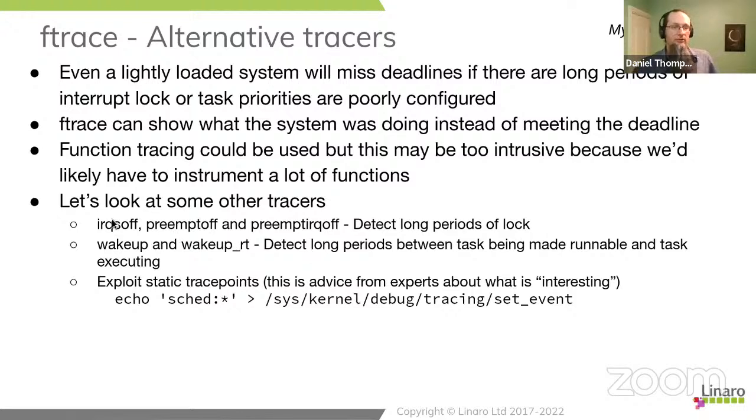You can actually also go looking for trouble in the scheduler by looking at long periods between a task being made runnable and the task executing. So for example, if we have a real-time thread that spends a long time waiting from being made runnable to actually getting onto the CPU, we can use wakeup_rt to try and find what's happening there and study it.